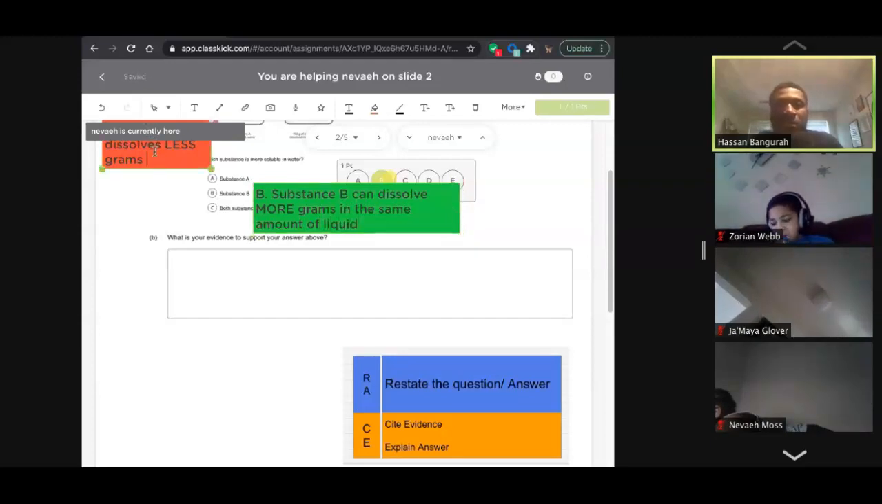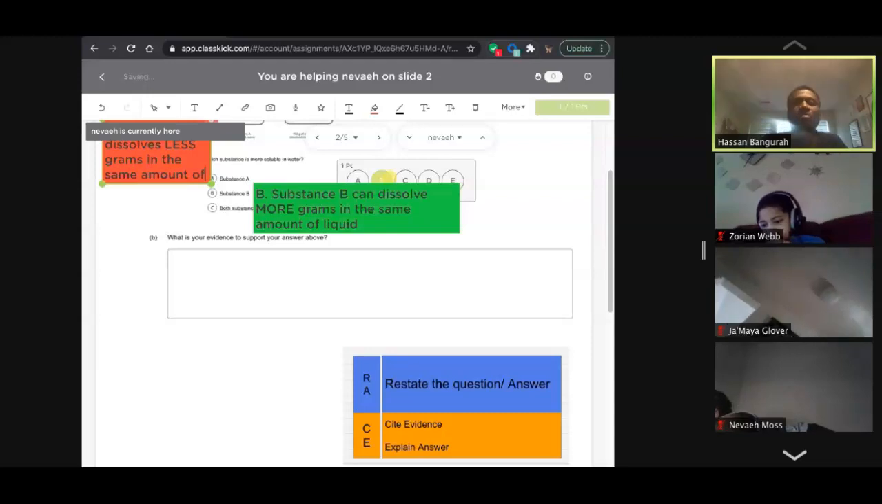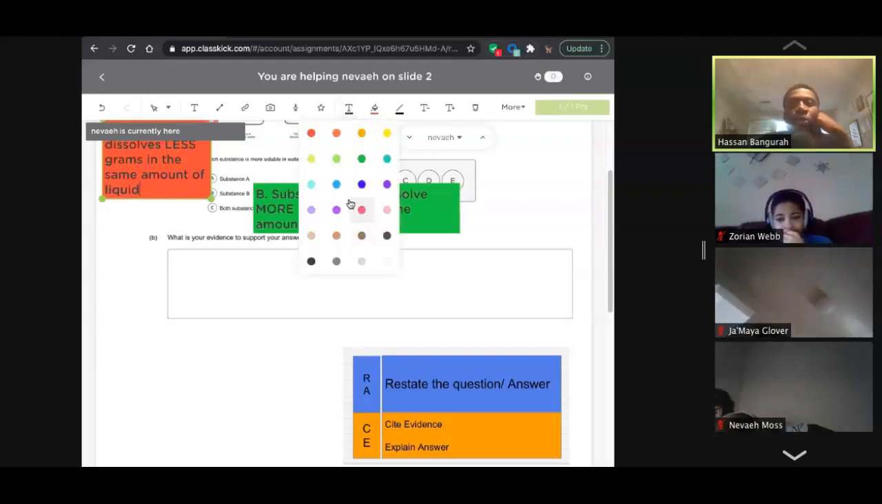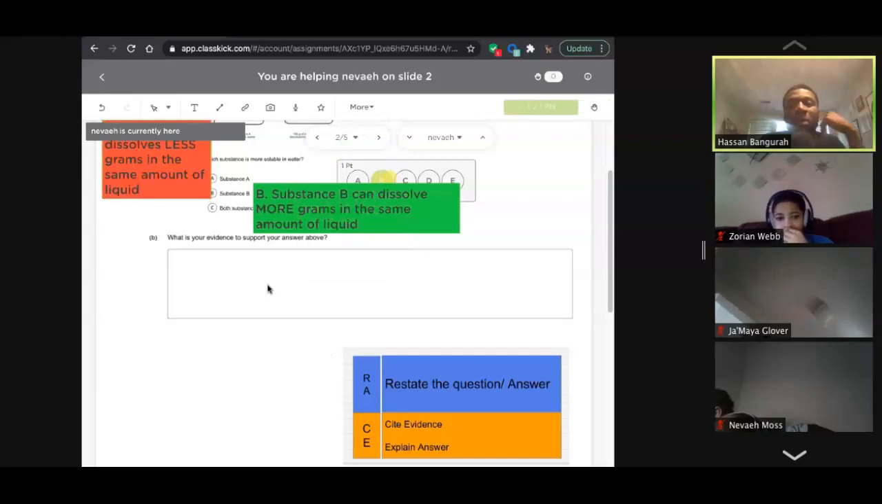And substance B can dissolve less grams in the same amount of liquid. Got you. I'm going to go back and fix that. Great. So now I have to write my RACE response. So real quick, who can help me out? How can I write my RACE response?